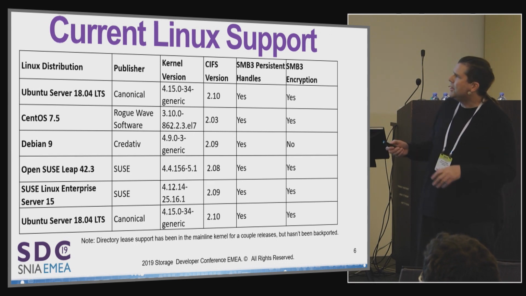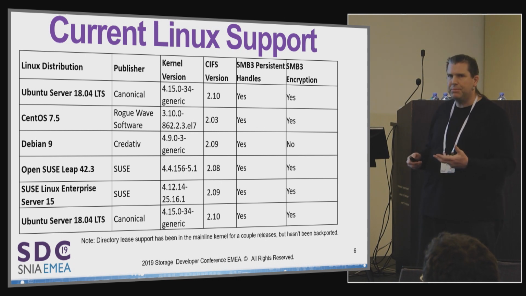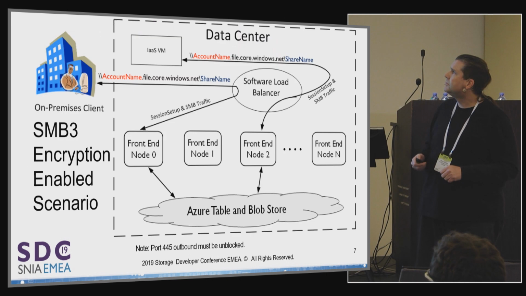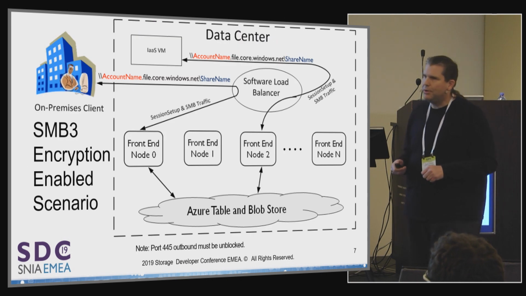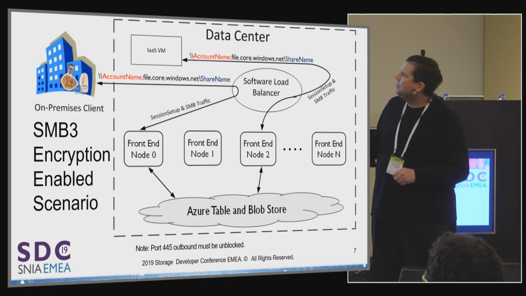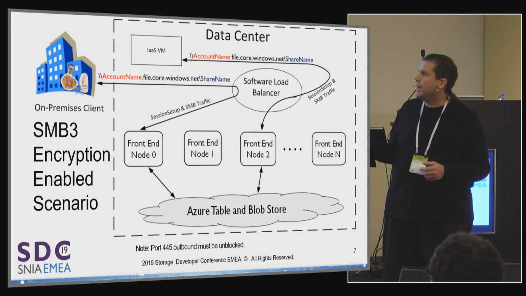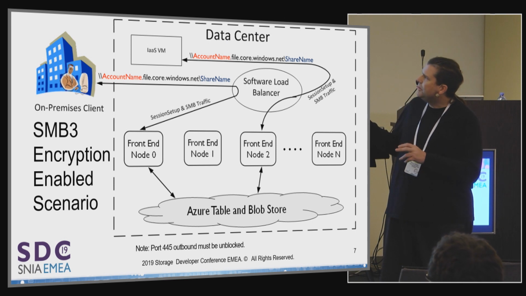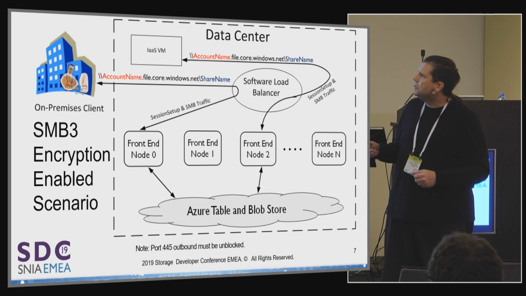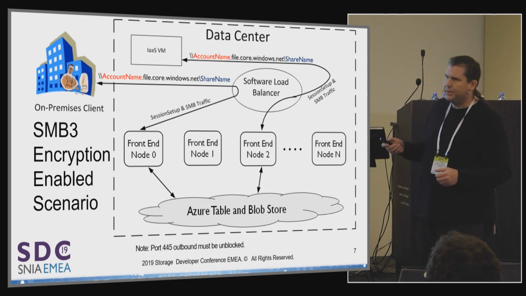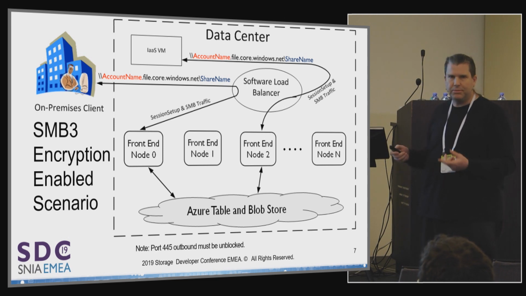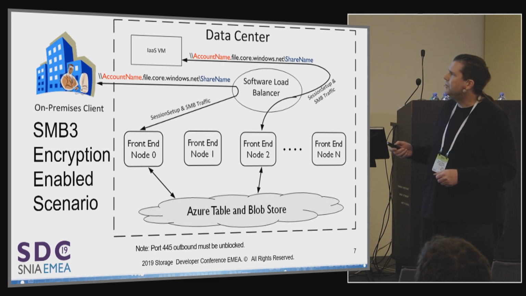This is the current client support for talking to Azure Files. Specifically, it's SMB 3.0, and encryption and persistent handles are the two most important features that we need. With encryption, one of the really cool scenarios is you can actually be anywhere on the internet and access an Azure file share. Because it's encrypted, we have end-to-end encryption. It's completely secure, and with integrity, so it can't be tampered with or observed.